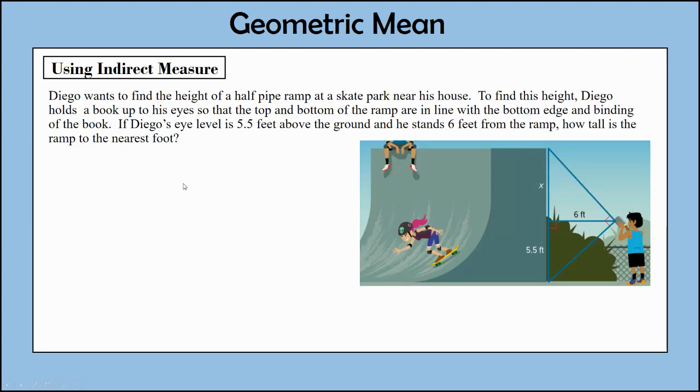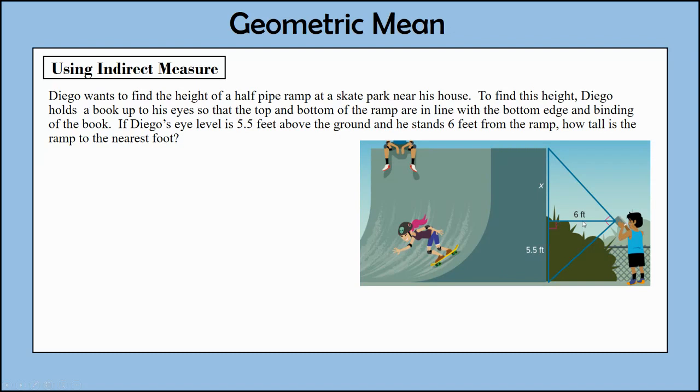Okay, the last concept for today is going to be us using geometric mean to solve an application problem. So what that's going to entail is us using those two theorems that we worked on yesterday, either finding a side length of a right triangle or finding the altitude of the right triangle. So in this case, Diego was trying to find the height of this bike ramp. So we're looking for the whole height here.